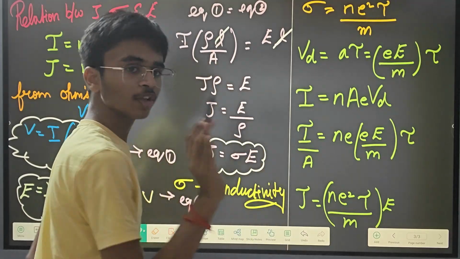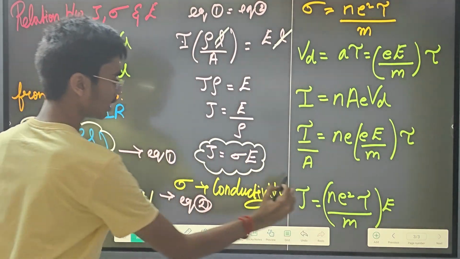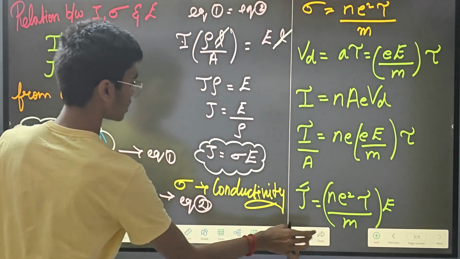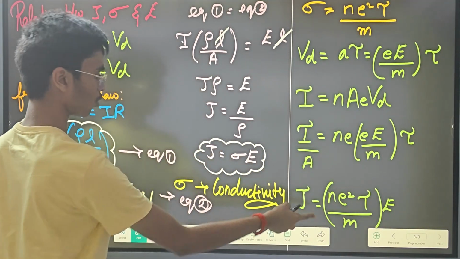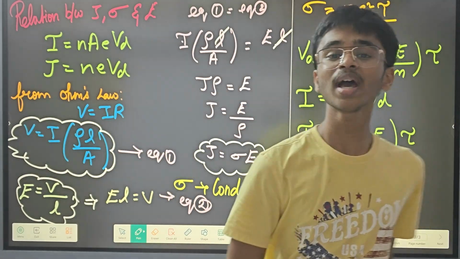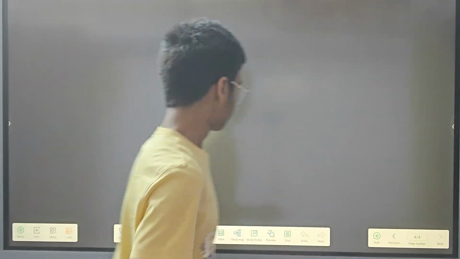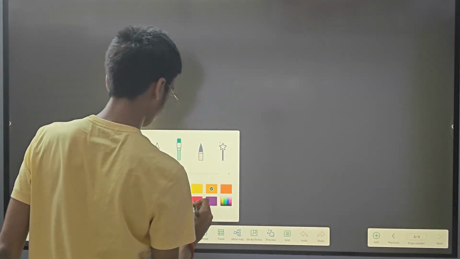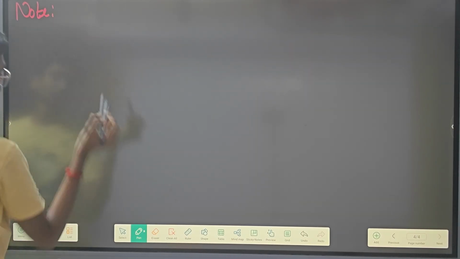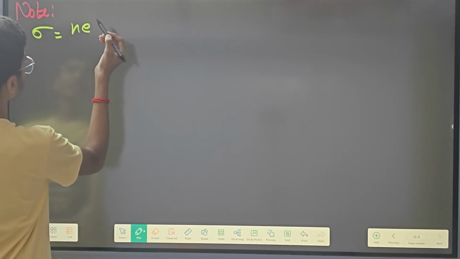If you notice, in this formula and in this formula, J is here, J is here, E is here, E is here. So just comparing these two formulas, you can get that sigma is equal to ne squared tau by m. I will write it here as a note point: sigma is equal to ne squared tau by m.